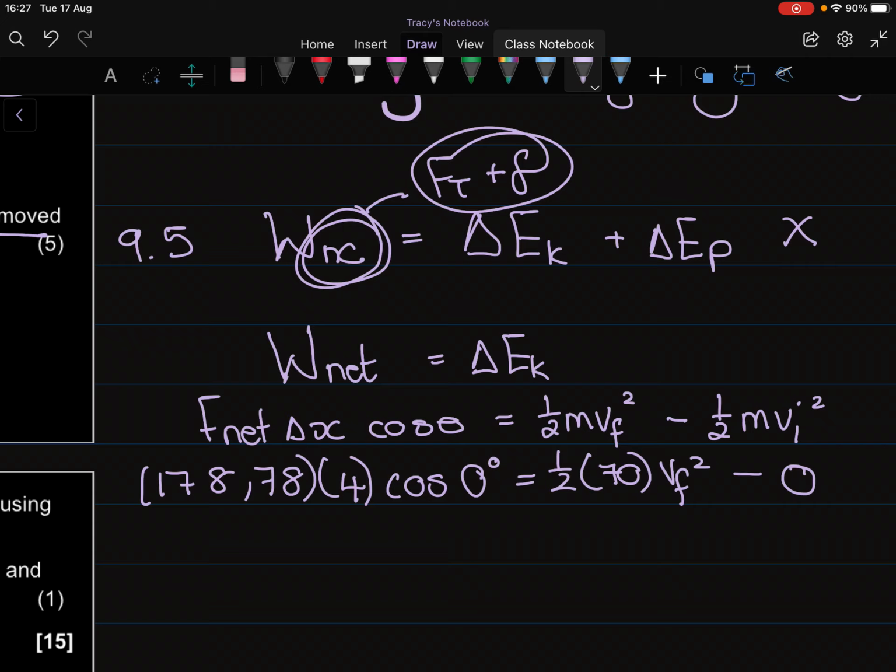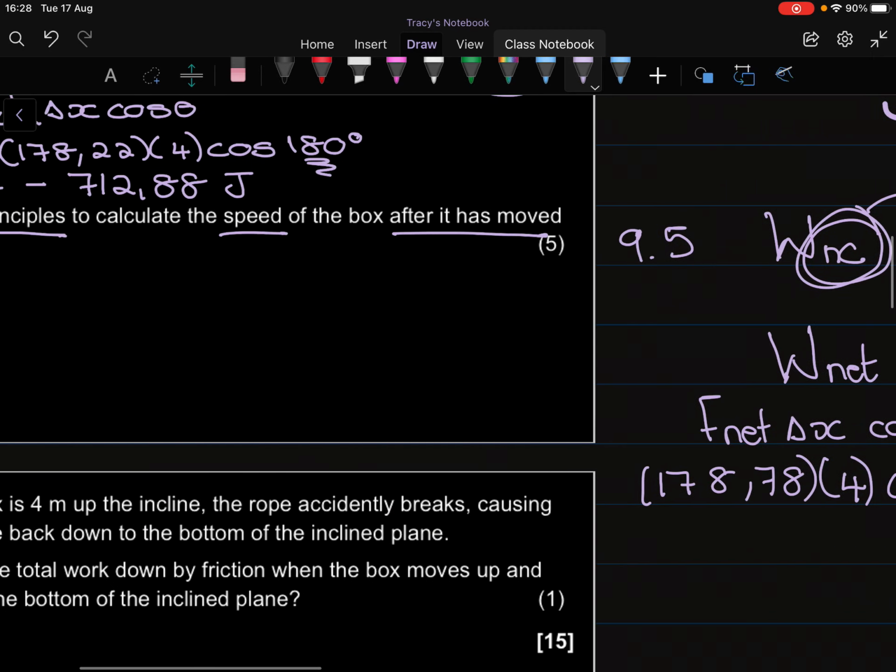Now it's a math issue. When you get Vf squared on its own, make sure it's a positive number. If you get a negative number, you've made a mistake, because you cannot get the square root of a negative number. Then you must remember to square root it at the end. And when we get there, we get an answer of 4.52 meters per second. Okay, not that bad.